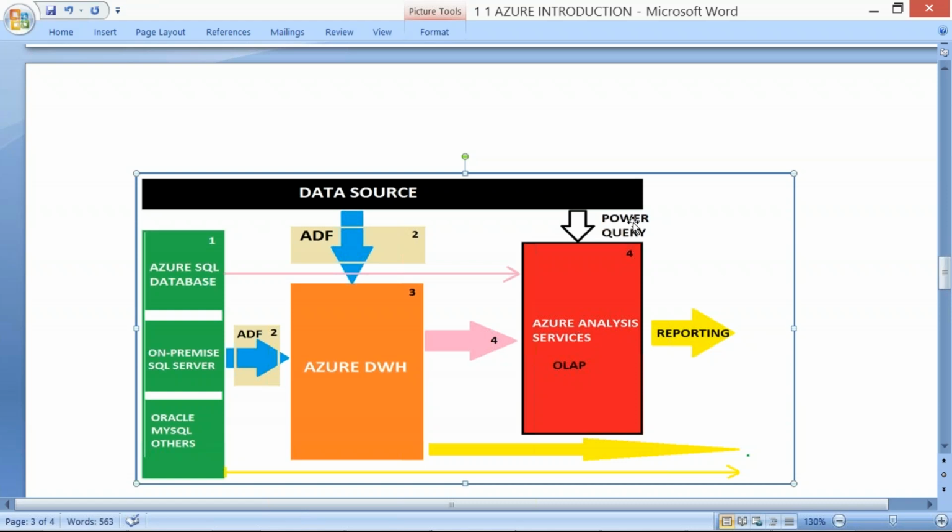And here we need to learn something called Power Query in both the red box and the yellow box, Azure Data Factory and Azure Analysis. These two support a common platform called Power Query, which is basically the same Power Query we use in Excel, to be taken here for ETL components.